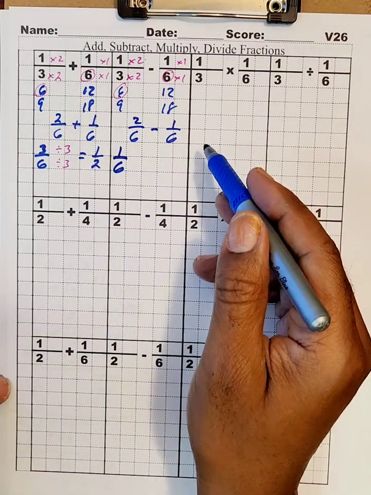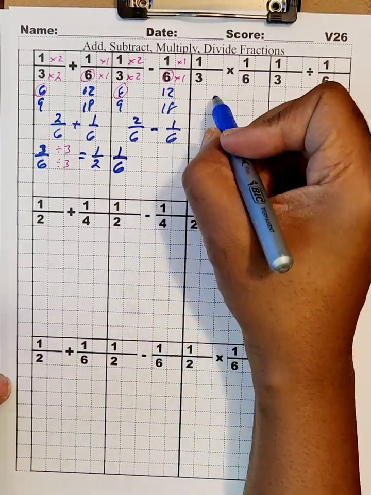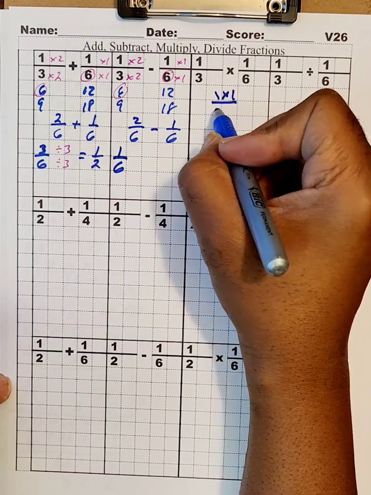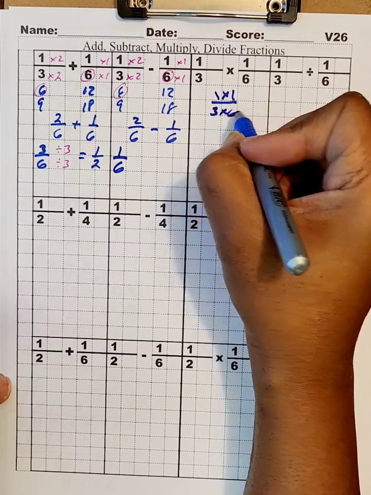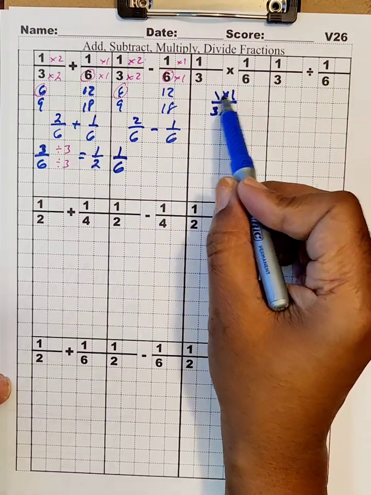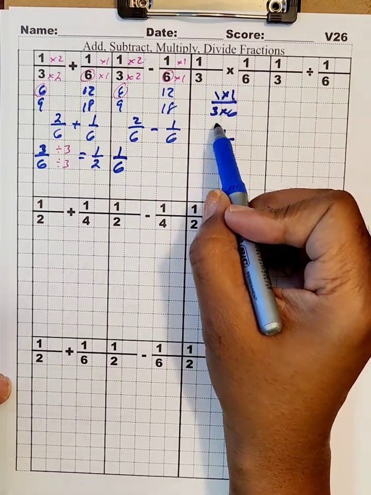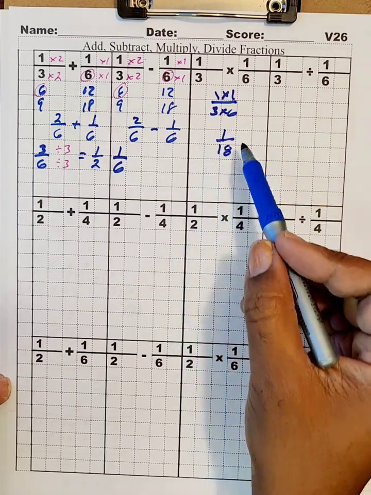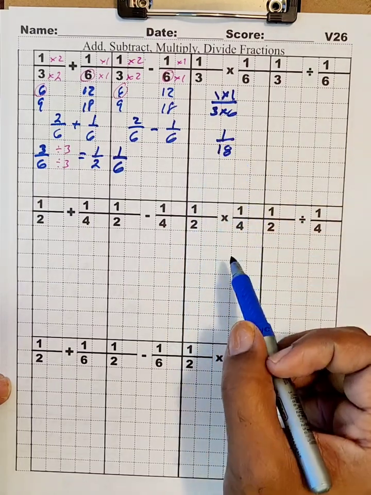Now for multiplication, we multiply straight across. So we're going to multiply the 1 times 1 here. And on the bottom, we're going to multiply 3 times the 6 there. So 1 times 1 will give us 1. 3 times 6 will give us 18. And this does not need to be simplified.